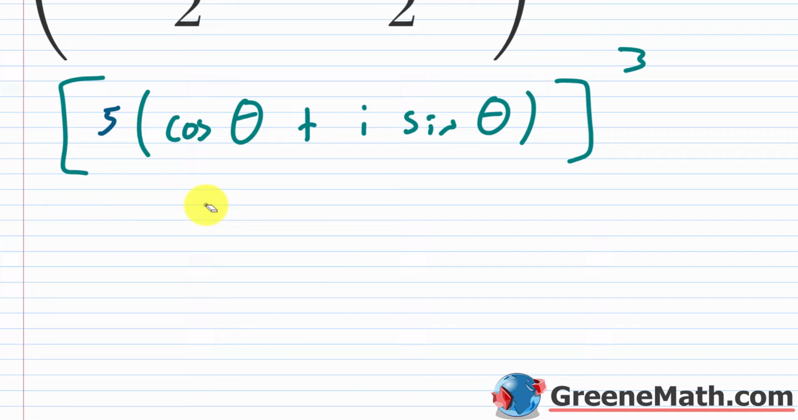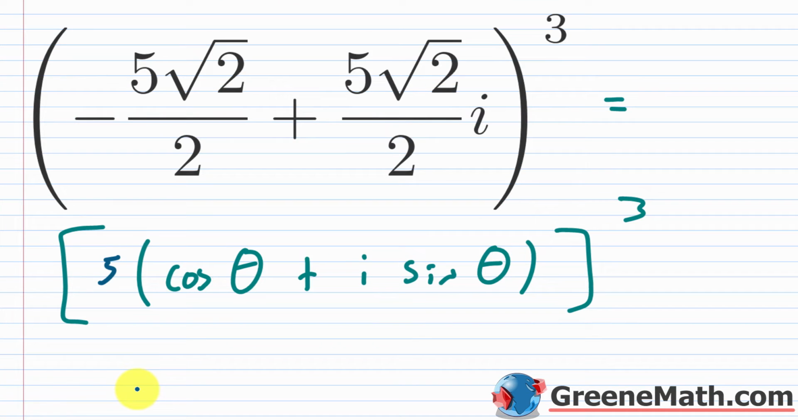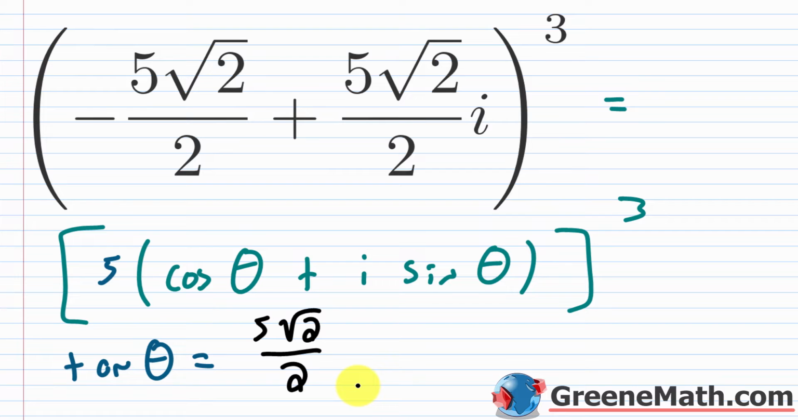In terms of theta, again, the argument, it satisfies the tangent of theta is equal to the b over the a, or you could say y over x, or imaginary over real. So I'm going to say that the tangent of theta is equal to, let's take the imaginary part, so 5 times square root of 2 over 2, and then divide that by the real part. Again, because I'm dividing with fractions, I'm going to multiply by the reciprocal. So the negative of 2 over 5 times square root of 2.